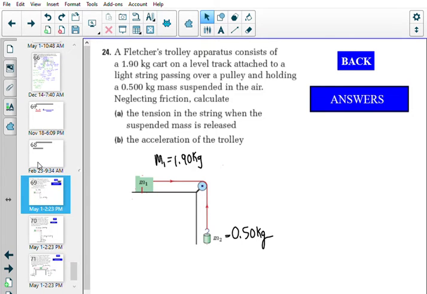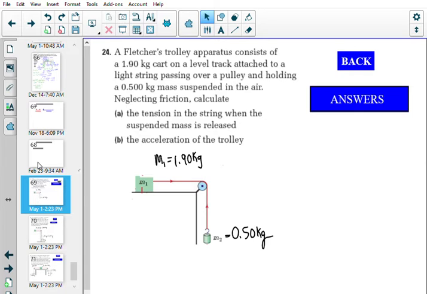Alright, so we're going to look at some more Fletcher trolley questions. This time there's 3 of them, and for my students it's from textbook questions 24, 25, and 26. So for those of you that don't have the textbook, you can see it set up here.